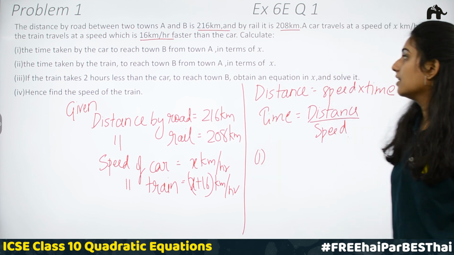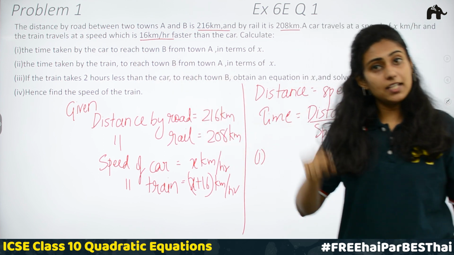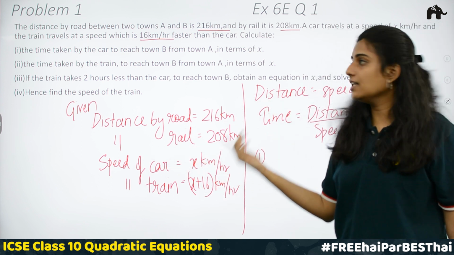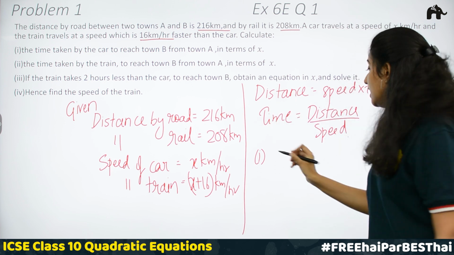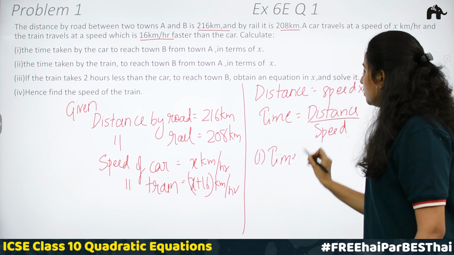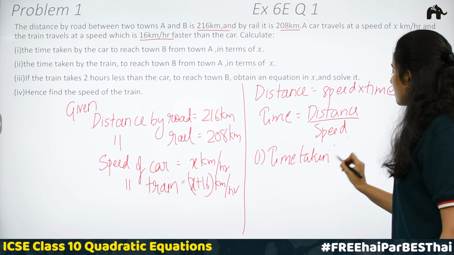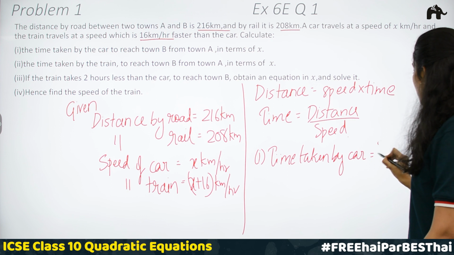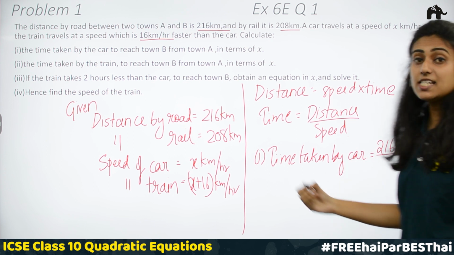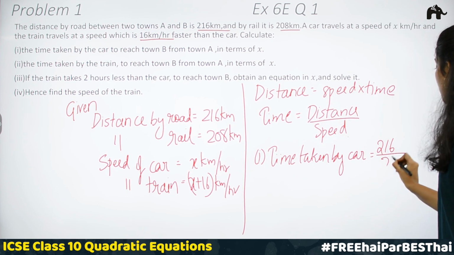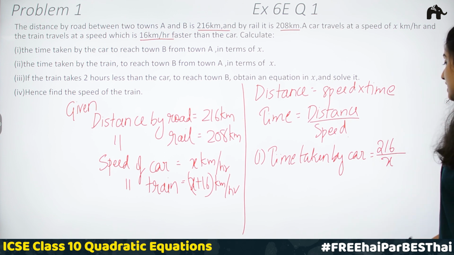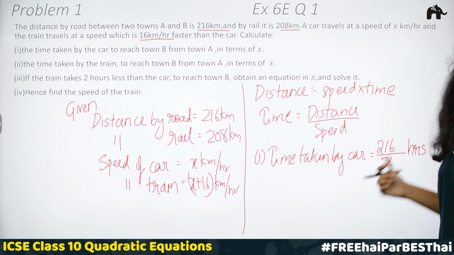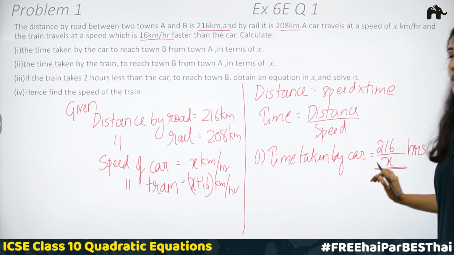First question, we need to find the time taken by car. That is, distance by road divided by speed of car gives us the time taken by car. Time taken by car is equal to distance 216 km divided by speed x km per hour, that is 216 divided by x. Units is required, that is hours. Okay, we got it in terms of x.